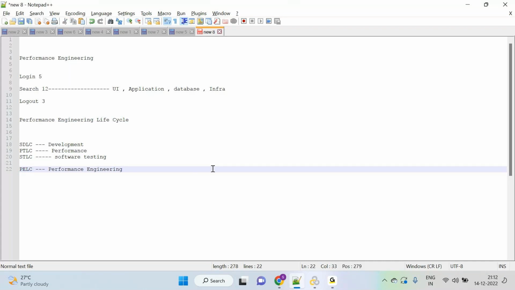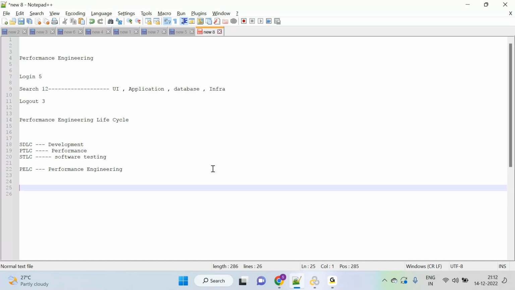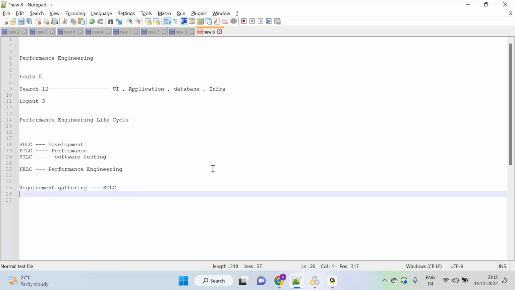Okay. So the first point is requirement gathering. When the developer is doing requirement gathering, this is actually the SDLC first layer. Requirement gathering means, what does the performance engineer do in the PELC? They are also analyzing your requirement and then working on system sizing related things.